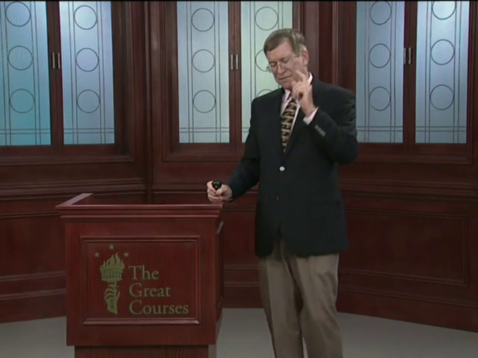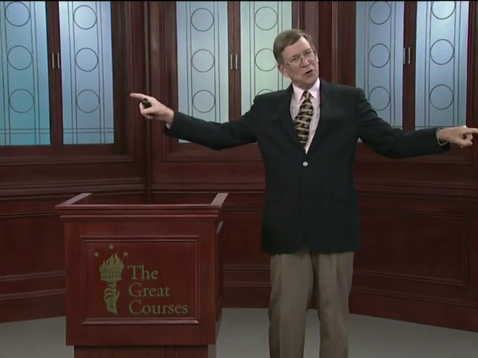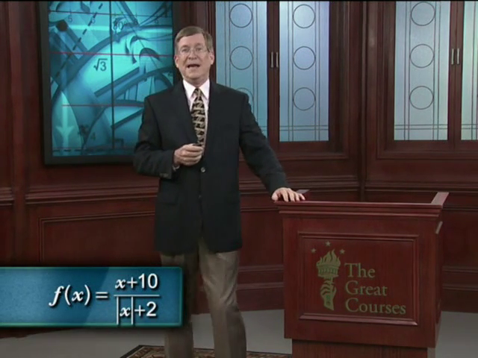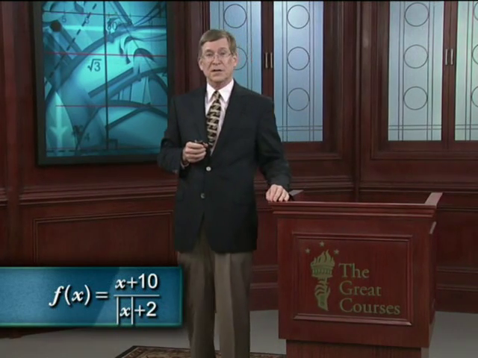Now, I promised to show you a function that has two horizontal asymptotes. Let me show you this function. It's kind of an interesting function. It's kind of bizarre. It's not a rational function. And of course, there are many such examples, but I chose this one. Let's consider the function (x plus 10) divided by the absolute value of x plus 2.